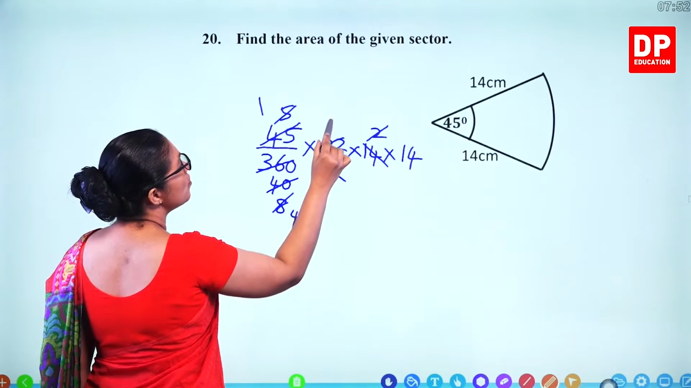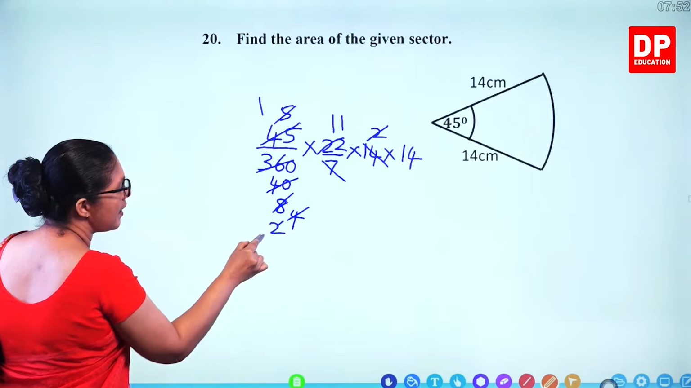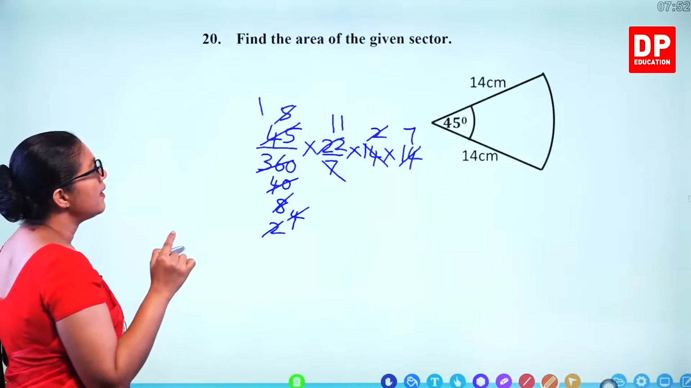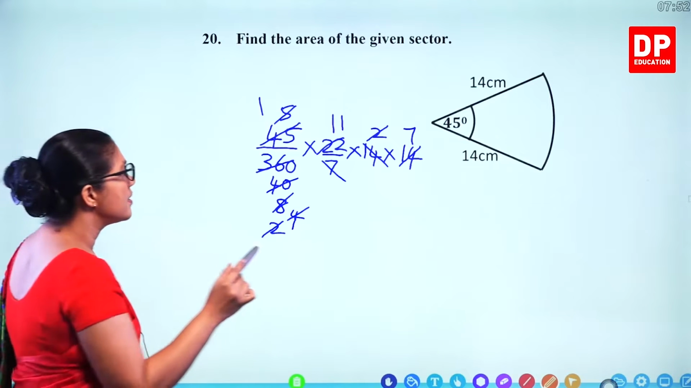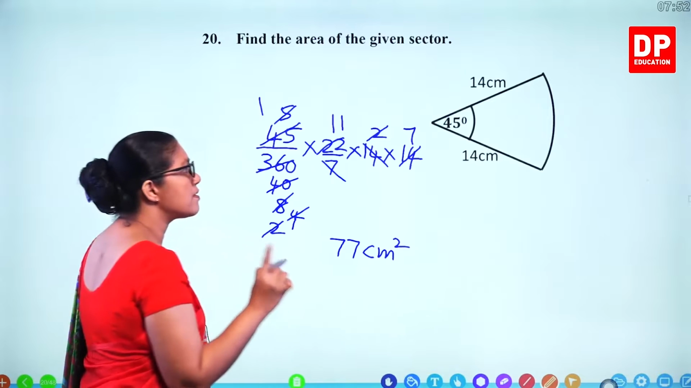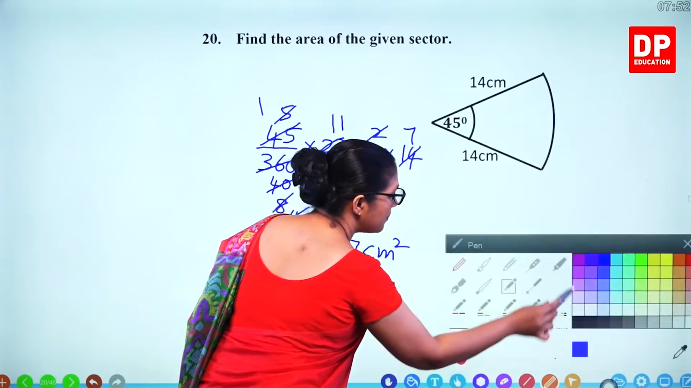Then divide by 2 again, 11 with 2. And here again I can divide this by 2. That's 7. 11 times 7, 77 square centimeters, because this is about area. 2 marks.